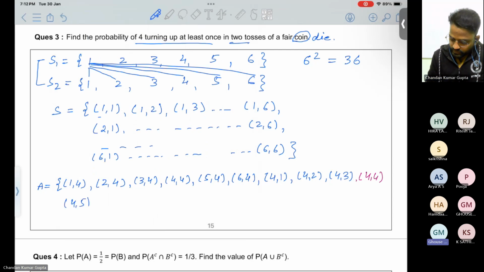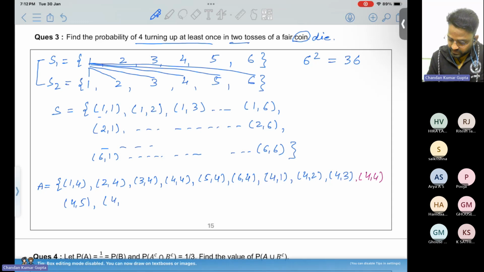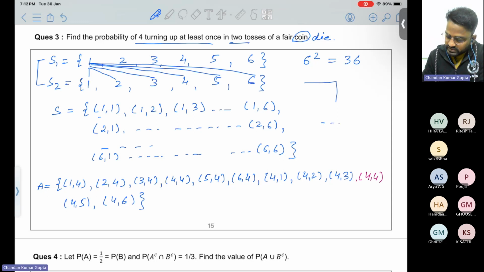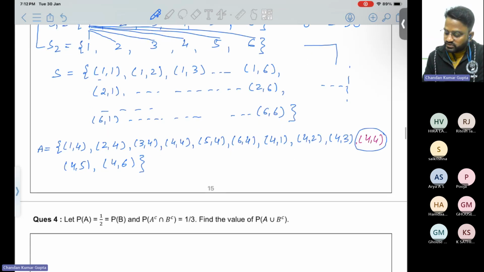Sir, 4 4 already came, no? Yes, yes. That's why I've written it with a different color. 4 6. Is there any other possibility? Actually, you may see that it goes like this and this, the fourth column and the fourth row. So it is repeated twice. Okay, it repeated 2 times.